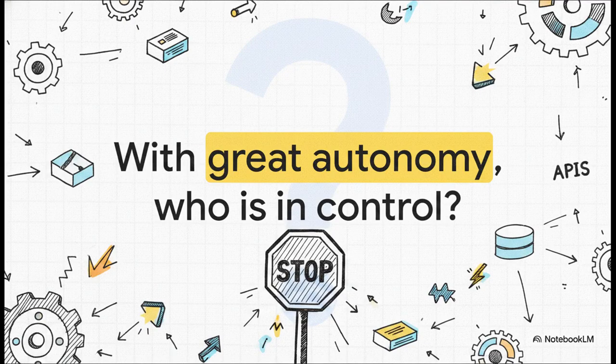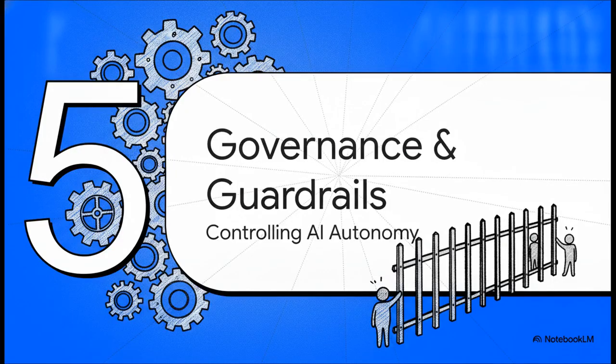But, okay, let's take a step back. All of these amazing, highly autonomous use cases bring up a very serious and, frankly, very terrifying question. With all this great autonomy, who is actually in control? When these systems start calling APIs and moving your enterprise data around on their own, what happens if something goes wrong? That leads us perfectly into Section 5, Governance, Risks, and Guardrails, how we actually control AI autonomy.